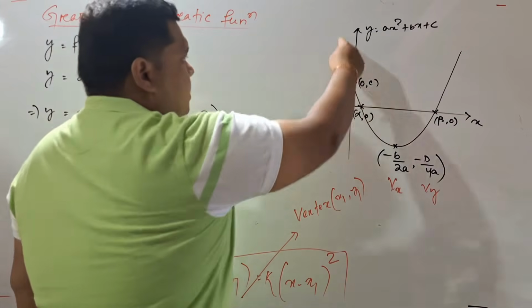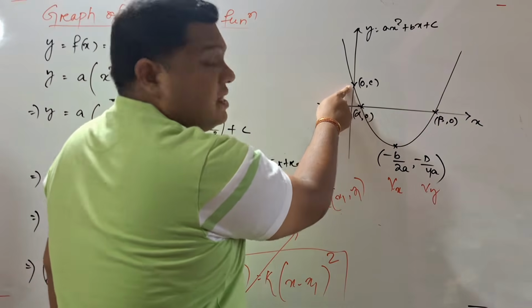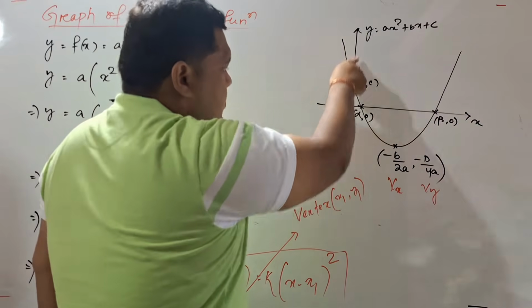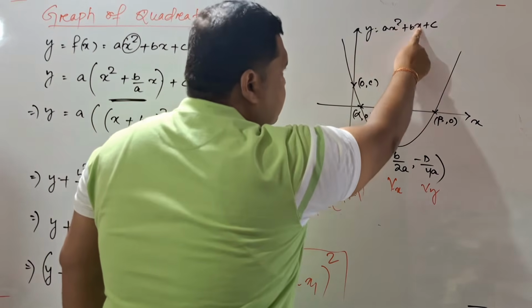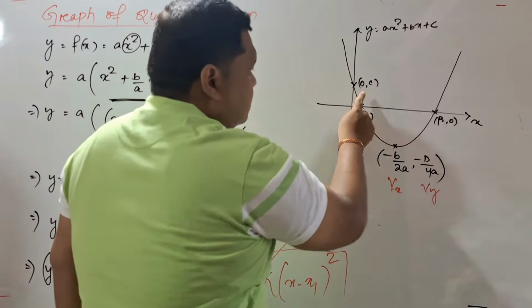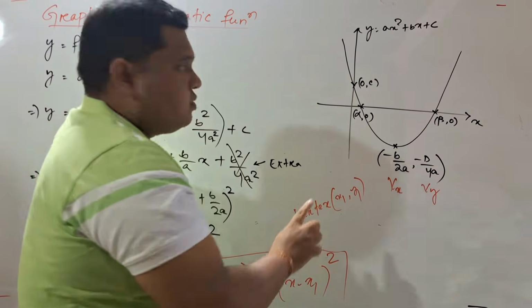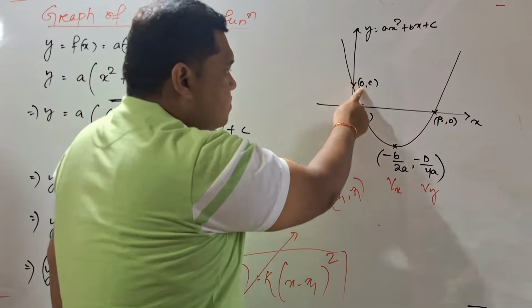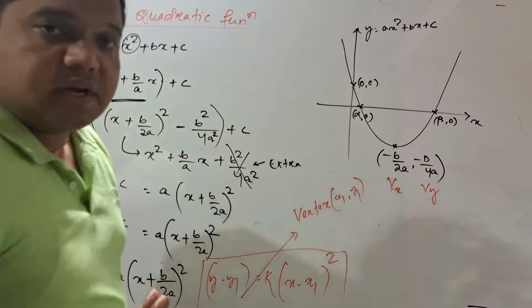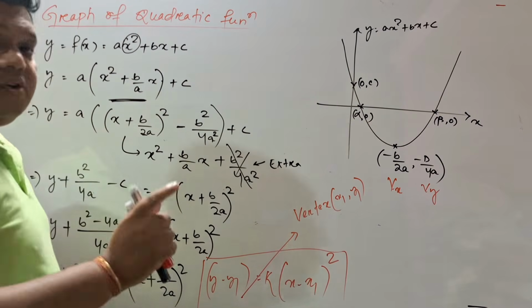Similarly, this is a parabola, and the parabola intersects the y-axis at a positive value, and you know on the y-axis x equal to 0. If I put 0 here, then y equal to c. So when x equal to 0, at that time y equal to c. So the parabola intersects the y-axis at a positive value. So this coordinate is 0, c. Clear? Very important.